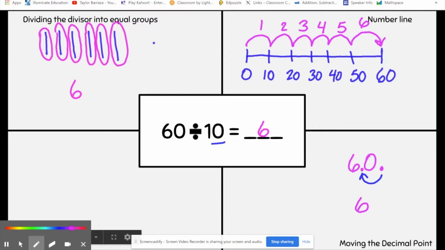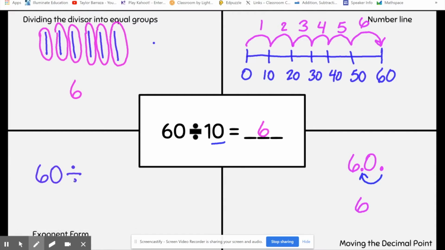In the last section of my graphic organizer, I'm going to show what it looks like showing the exponent form. This means I'm just going to rewrite my problem in a way that I might see it later on. I can rewrite this problem as 60 divided by 10 to the first power, because 10 to the first power is equivalent to 10.